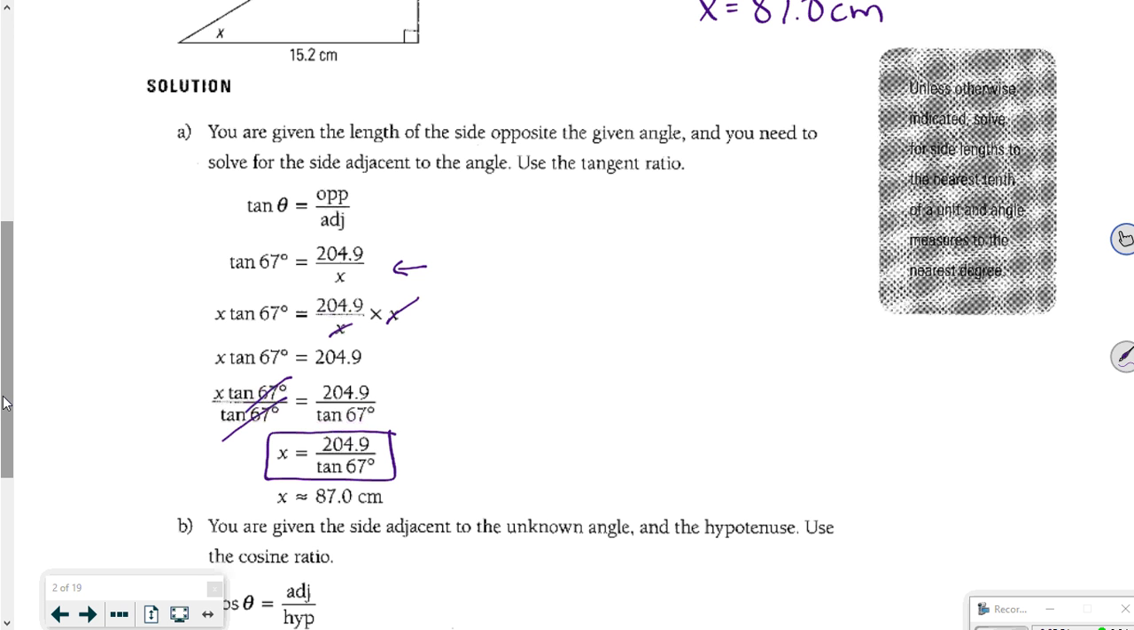Okay, same steps. If you like the rearranging, do it this way. If you like the just swapping, do it the other way. Either way, make sure you're getting the same answer every time.